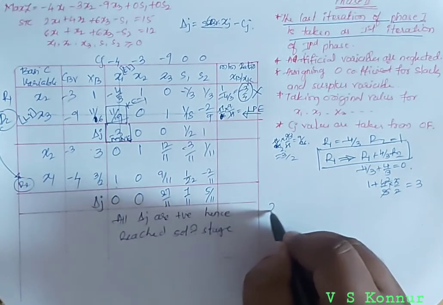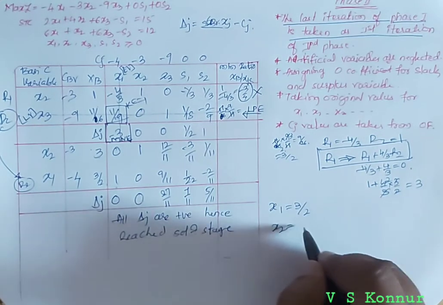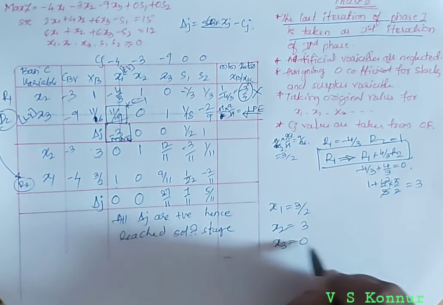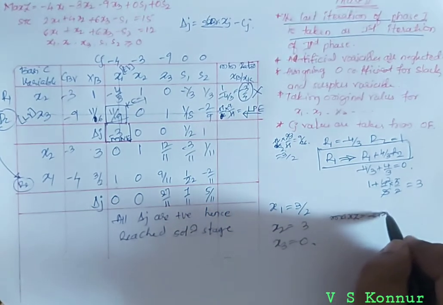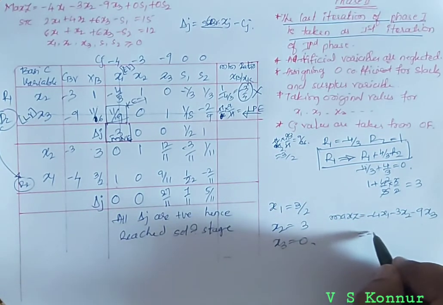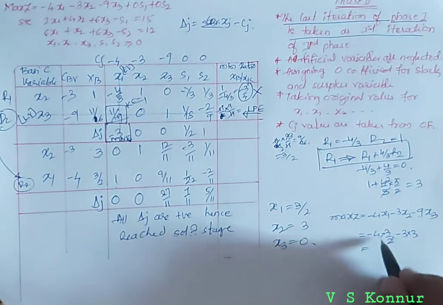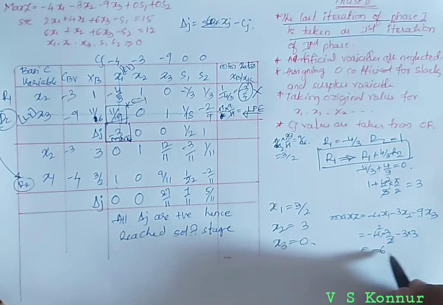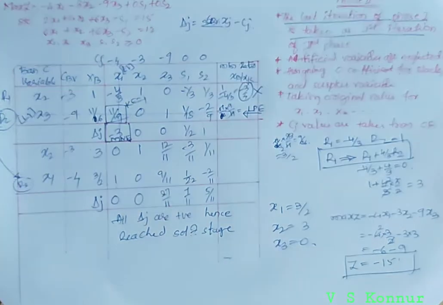Now take value of x1 equal to 3 by 2, x2 is equal to 3, x3 is equal to 0. Now put this value in. Max of z is equal to minus 4x1 minus 3x2 minus 9x3. So minus 4 into 3 by 2 minus 3 into 3, this value is 0, x3 is equal to 0, minus 6 minus 9, that is equal to minus 15. We will get z value.